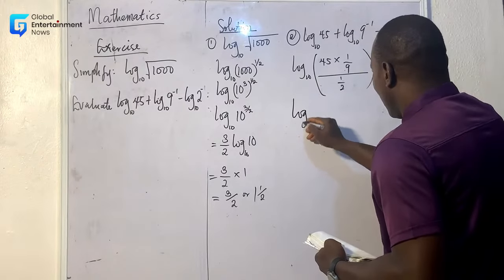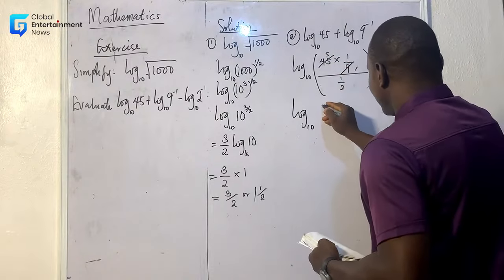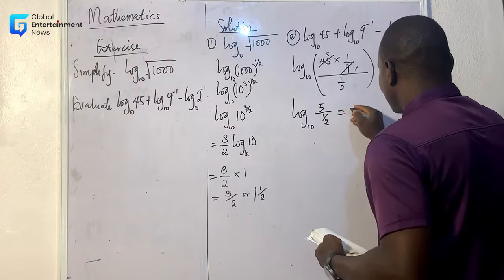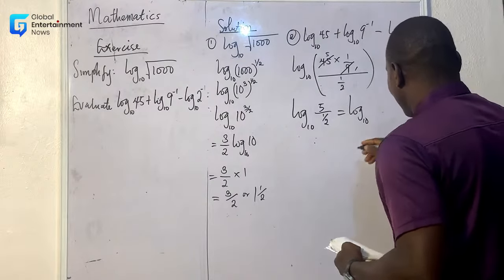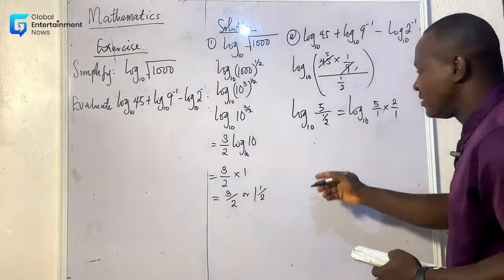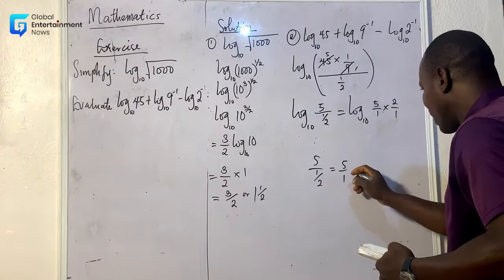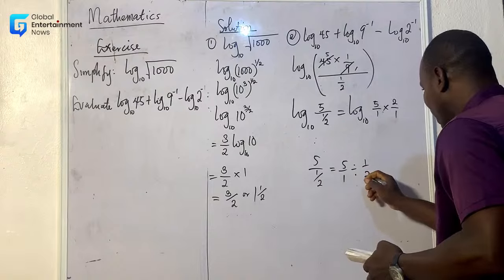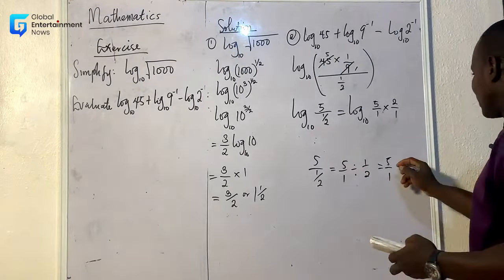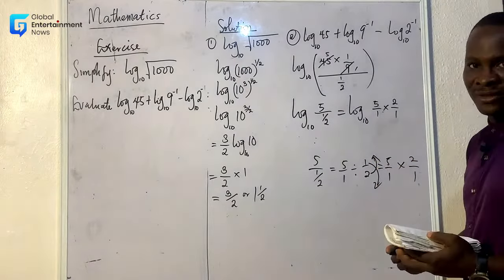So we now have log to base 10. 9 here goes into 45 five times, so 5 times 1 is 5. 5 all over 1 all over 2 is the same thing as log to base 10 of 5 all over 1 times 2 all over 1. How would I get this? 5 all over 1 all over 2 means 5 all over 1 divided by 1 all over 2, which simply gives 5 all over 1 times, with this one going up and this one coming down, 2 all over 1. That was what I got here.